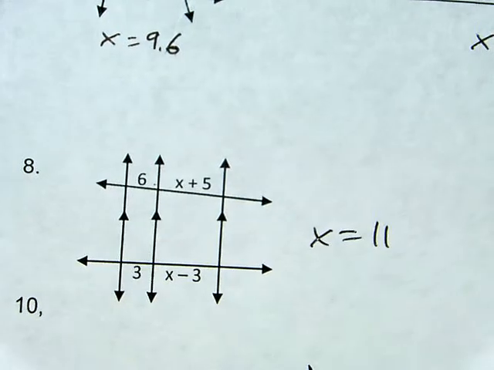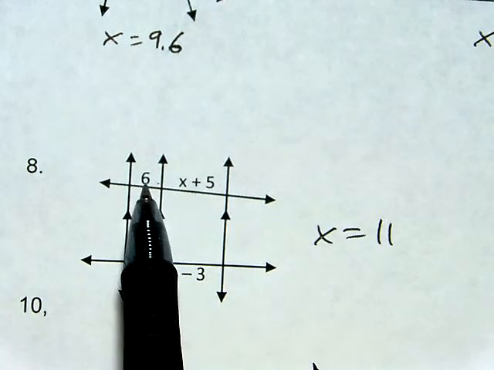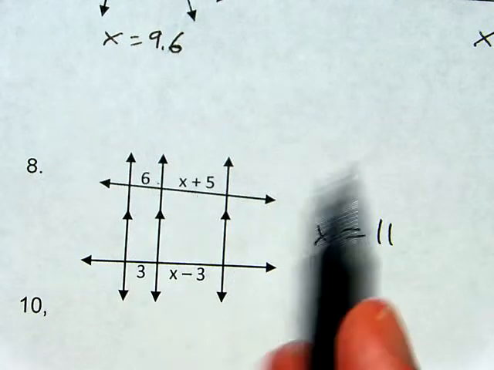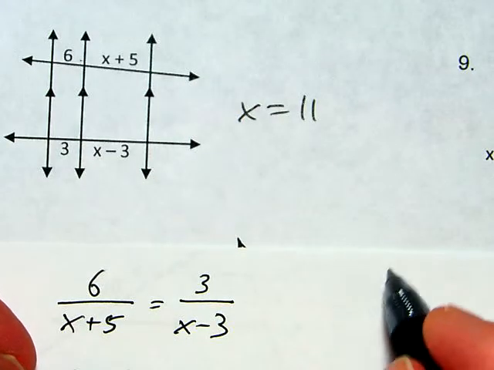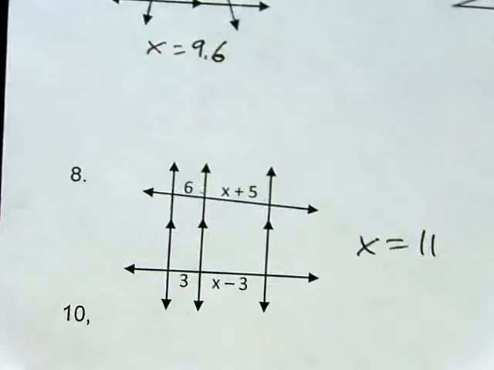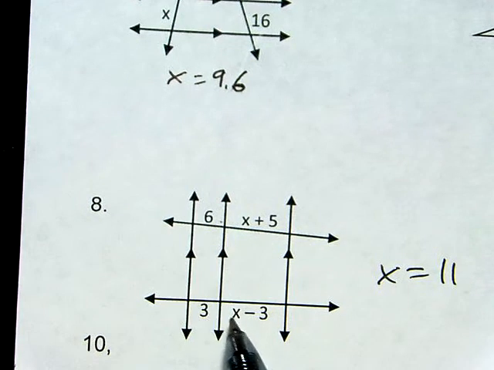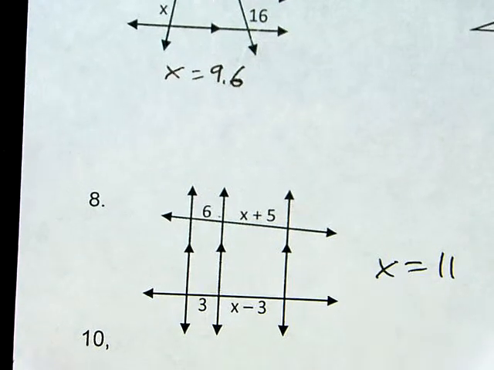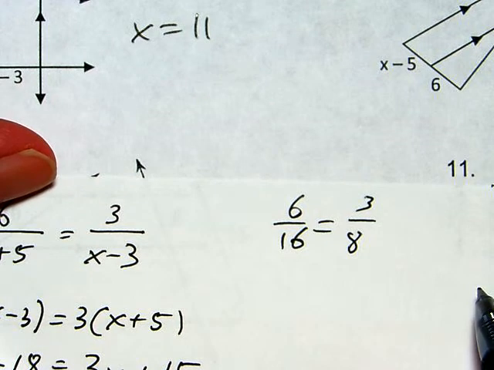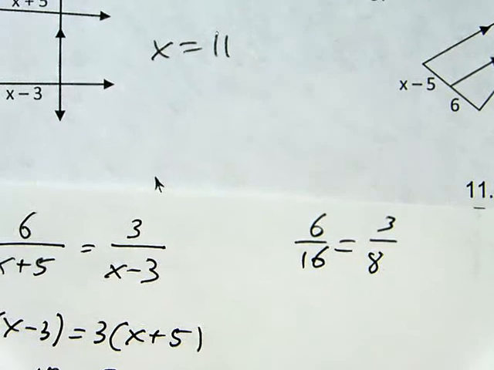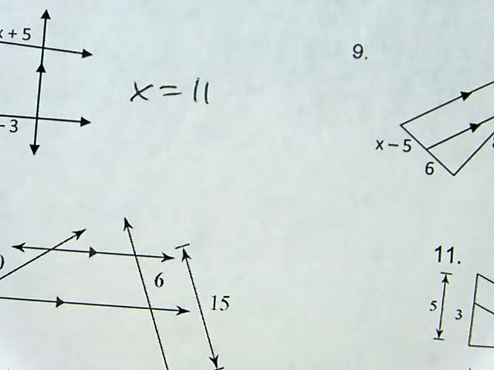If we want to double check, 6 to 16, okay, that would be the ratio we would end up getting, 6 to 16. Is that equal to 3 to 11 minus 3 is 8? Let's see, is 6 over 16 equal to 3 over 8? Yes, obviously it is. So we correctly solved that problem. Let's move on to problem number 9.